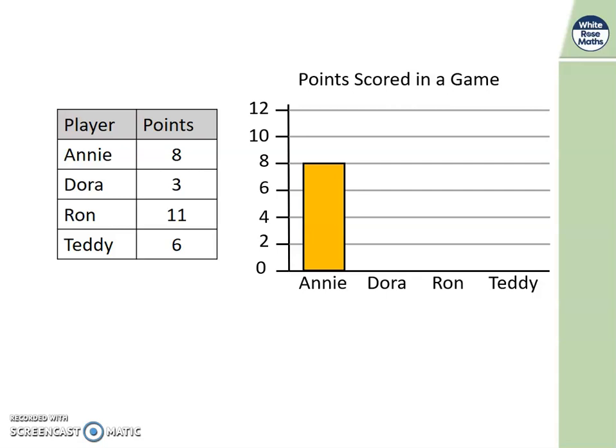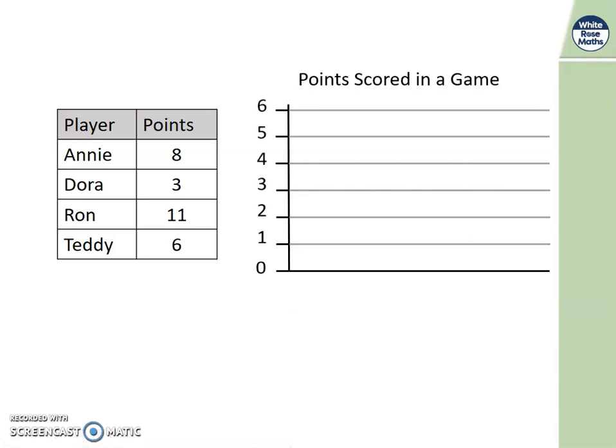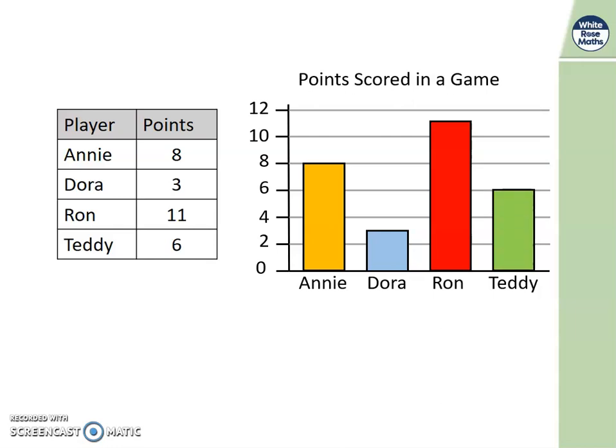So Annie scored 8. Dora, where will Dora's bar go to? So here's 2, here is 4. Dora's will be halfway in between, because that will be 3. Now you try with Ron. Where would Ron's be? All the way up there in between 10 and 12, because that is 11. And finally, Teddy will score 6.